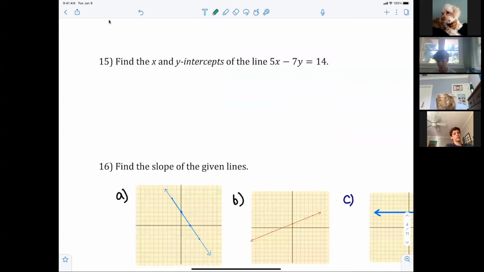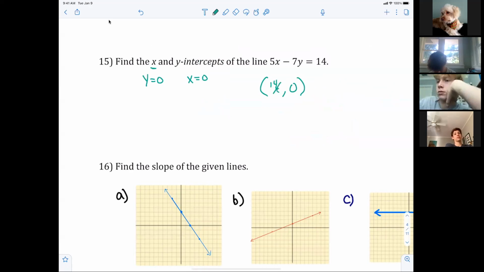Okay, so remember, I need everybody to put down, if you're looking for the x-intercept, what is true? Y is 0, thank you. If you're looking for the y-intercept, what is true? X is 0. Very nice. So the x-intercept, 14/5. I don't understand why that's hard. The y-intercept, (0, -2). That's amazing.